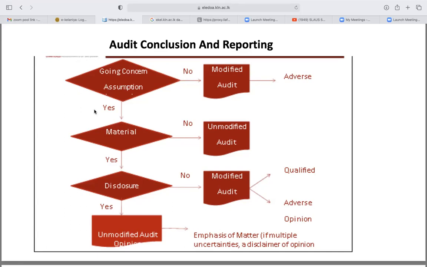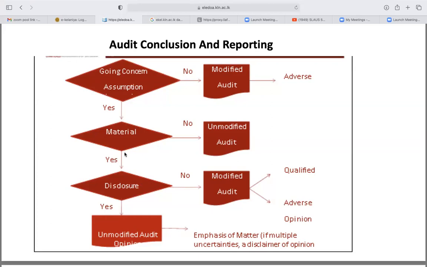If the going concern assumption is material but it is not disclosed in the accounts, then we can give a modified opinion, either a qualified opinion or an adverse opinion. So if it is perceived, then we need to express an adverse opinion. Based on the materiality and the disclosure of the assumption, we need to express either a qualified opinion or an adverse opinion, right?